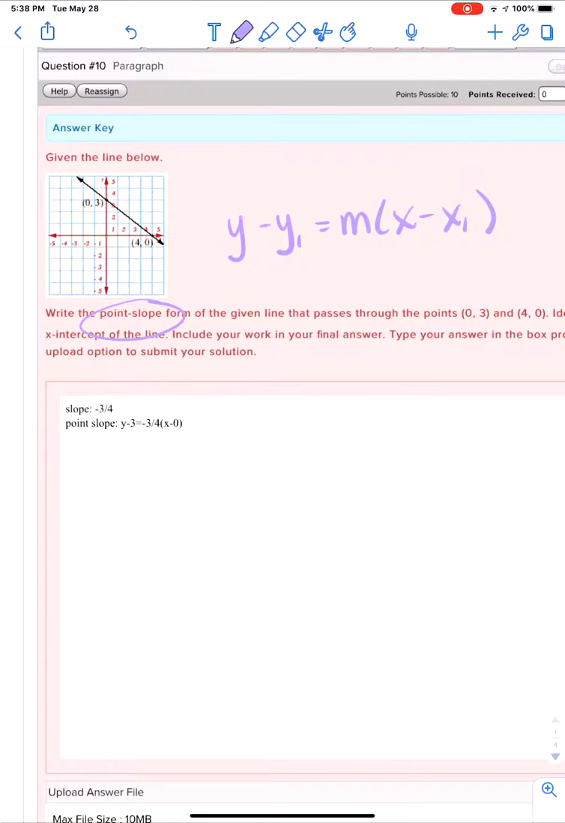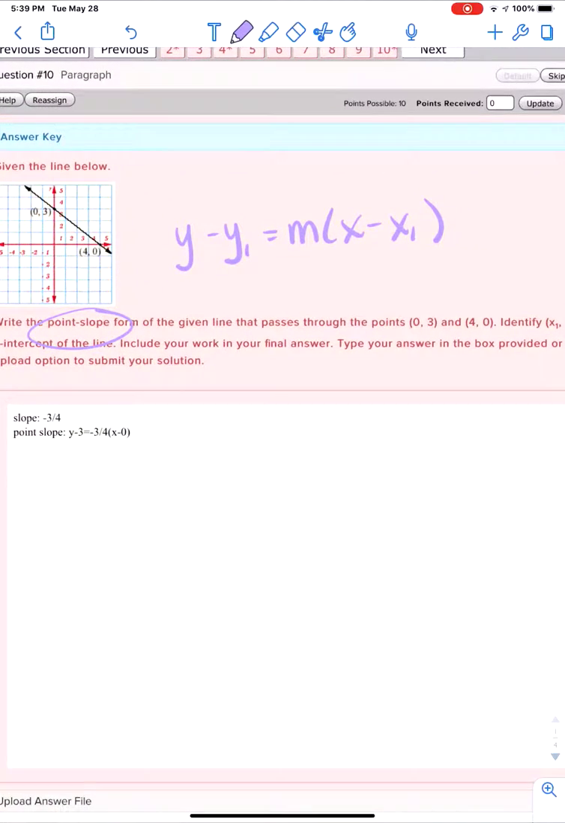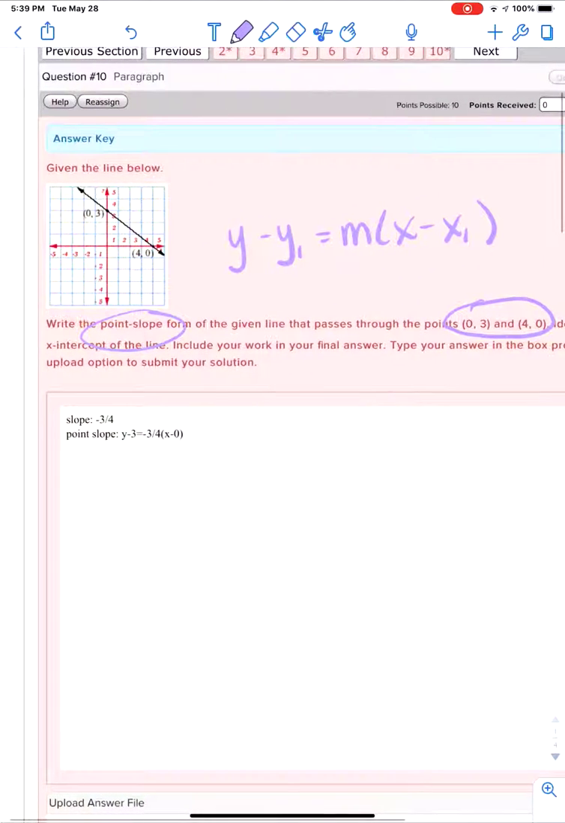Okay. And it says for the given line that passes through the points (0, 3) and (4, 0). It says include your work in your final answer. So you actually have to show the work of how you're plugging this in. So first of all, the number one thing that we have to do is start by finding the slope. So you actually have to show what you're doing to find that.